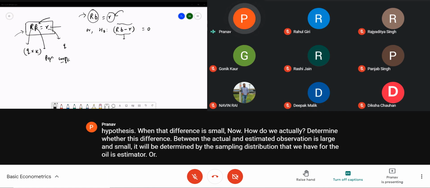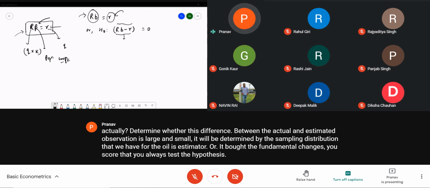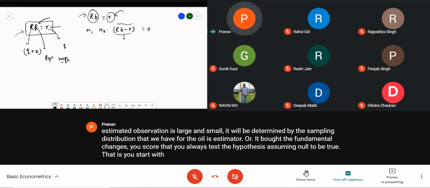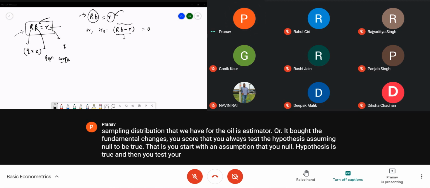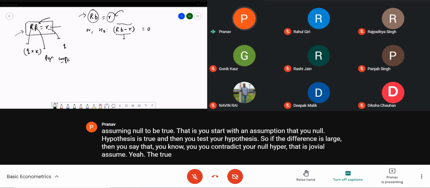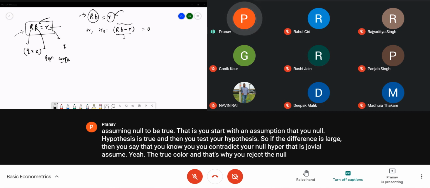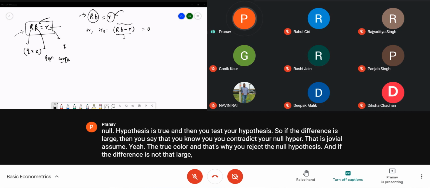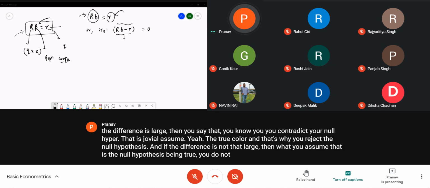एक बहुत ही fundamental चीज है जिसको आप हमेशा याद रखिएगा, that you always test the hypothesis assuming null to be true. That is, you start with an assumption that your null hypothesis is true, and then you test your hypothesis. So if the difference is large, then you say that you contradict your null hypothesis. That is, जो भी आपने assume किया था true वो गलत है, and that's why you reject the null hypothesis. And if the difference is not that large, then what you assume, that is the null hypothesis being true, you do not reject that assumption. This is how the testing procedure goes.